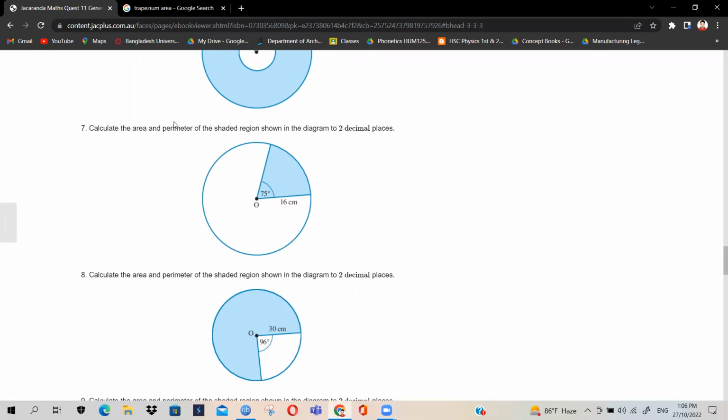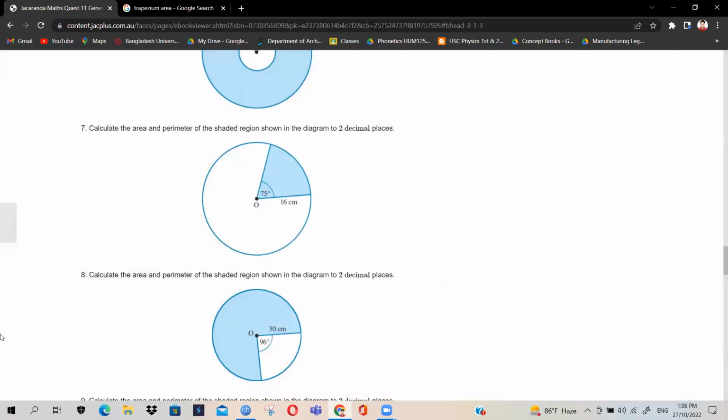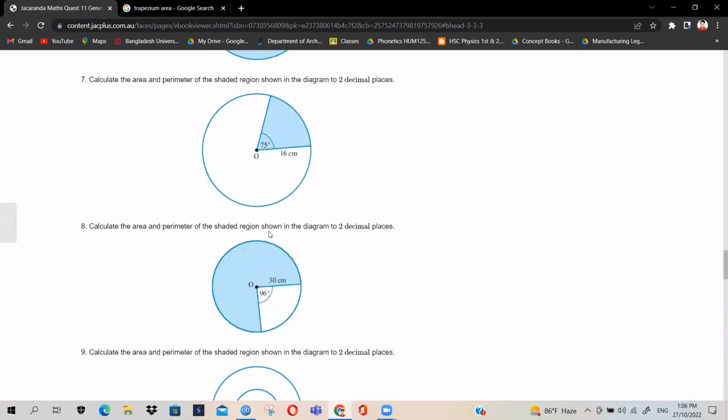So calculate the area and perimeter of the shaded region. All right. So tell me which formula you have to use. We have just read it. 2 pi r times 75 over 360. Right, exactly. And for the area, it would be pi r squared times 75 divided by 360.